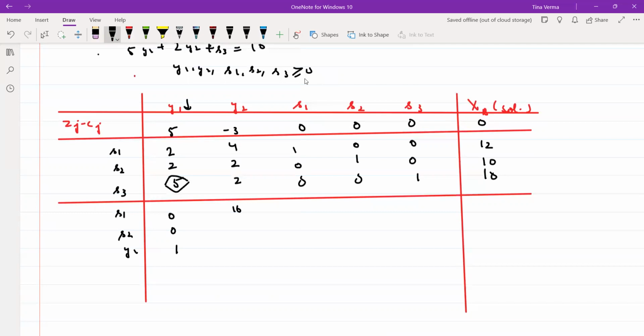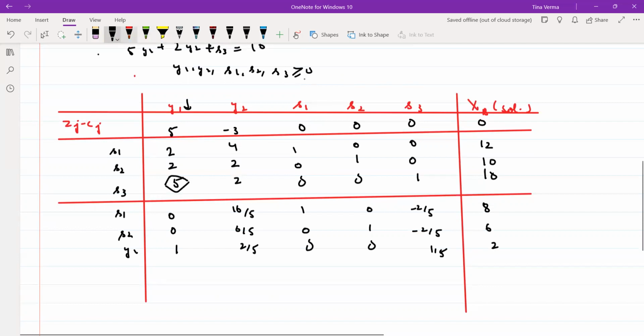This will be your 16 by 5. This is coming out to be your 6 by 5, 2 by 5. And this is coming out to be your 1, 0, 0, 0, 1, 0. This is minus 2 by 5. And here it is minus 2 by 5, 1 by 5. And it is 8, 6, 2.